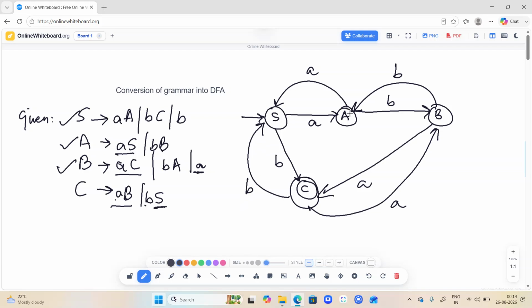There are 4 states, S, A, B, and C. These states are nothing but your variables. And your input symbols are a and b, which is nothing but your terminals.